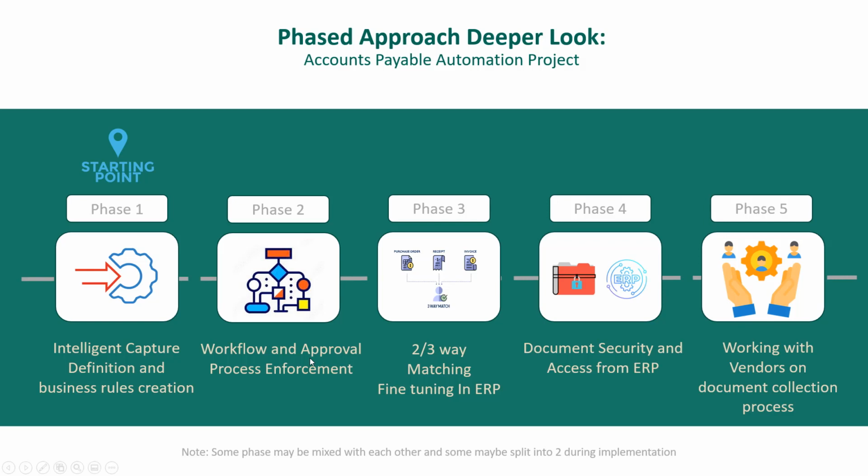Then we can put in the workflow and approval process inside of there. So that's a nice thing that we can do there. To and through matching, so fine tuning some of those different things there. Document security, and access to your ERP system. Do we just have the archive separate, or do you want it integrated into your application screens? Working with vendors and document collection processes. So that's another piece there.